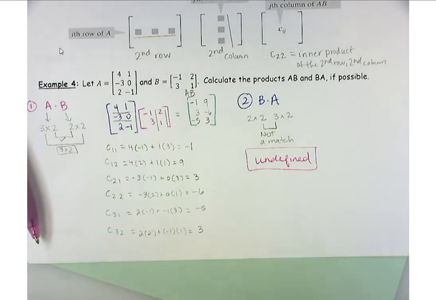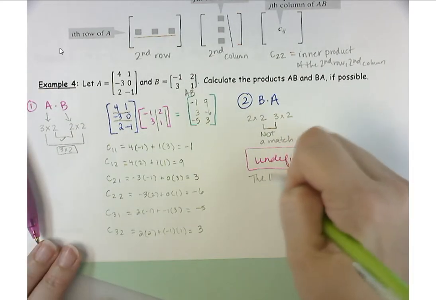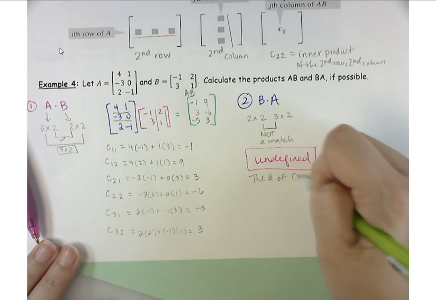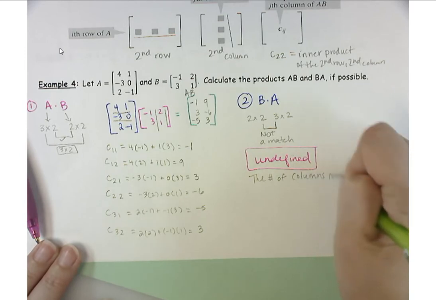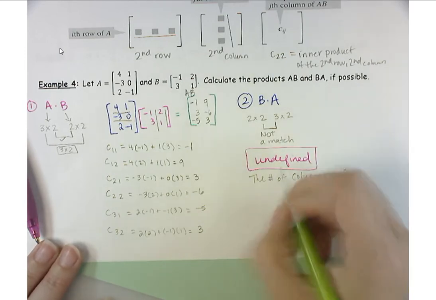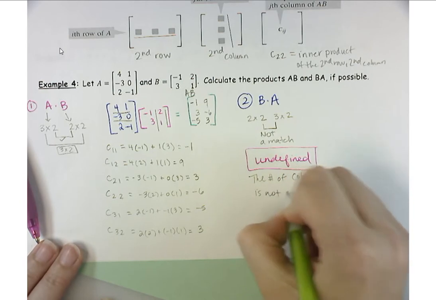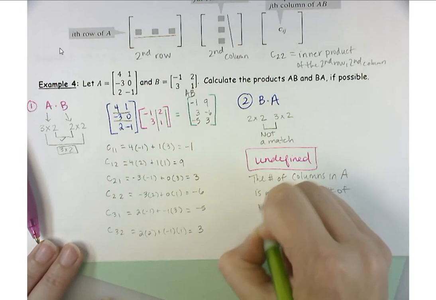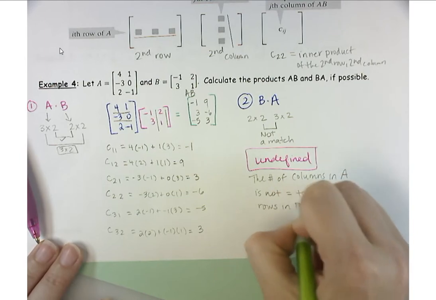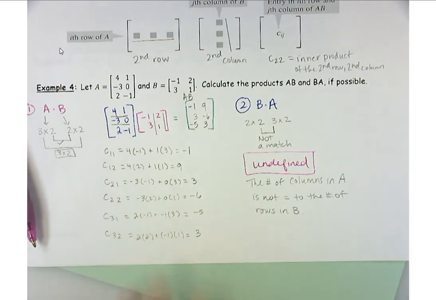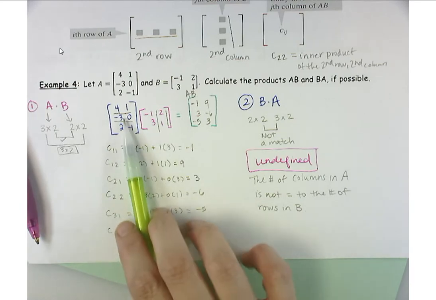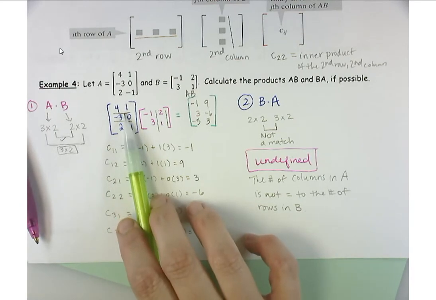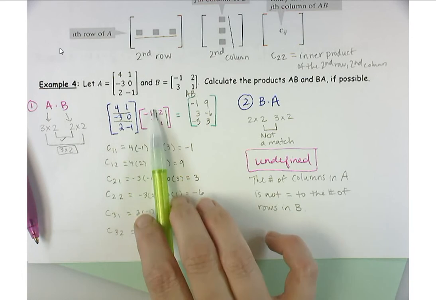And the reason why is the number of columns in A is not equal to the number of rows in B. Okay, so when you're doing this, whichever one comes first, that's the one that you're using the rows for. So it's the row first and then column second.